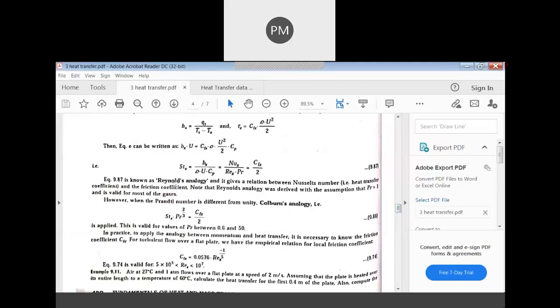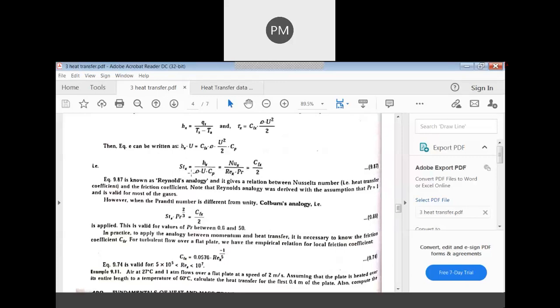So actually, you can see here the Stanton number, that is equation number 9.87. Stanton number is given by h by rho u Cp, which is also equal to Nusselt number divided by Reynolds number into Prandtl number, which is equal to Cf by 2. This formula, where Stanton number is equal to Cf by 2, is known as Reynolds analogy.